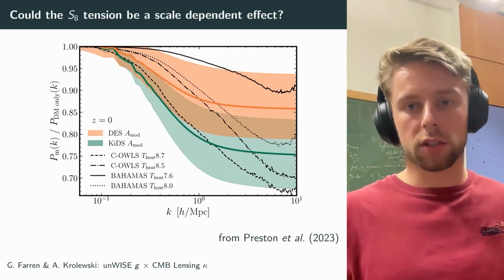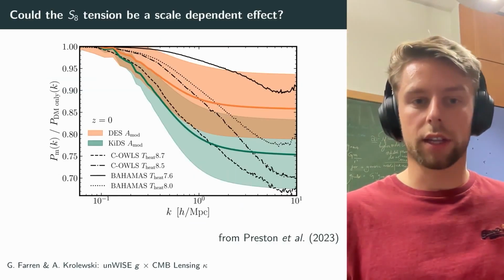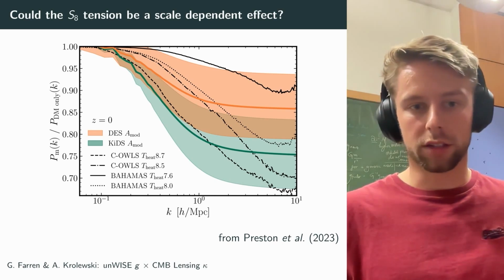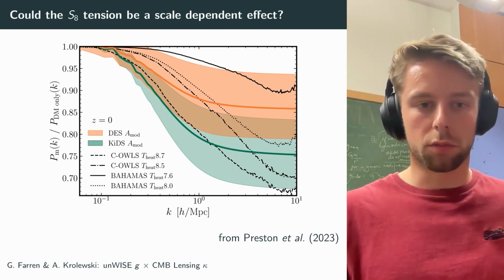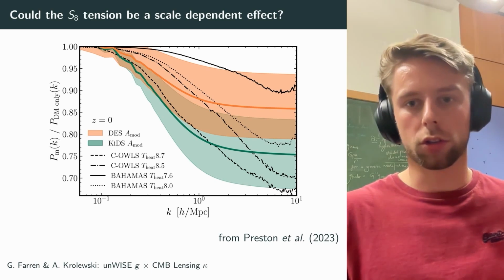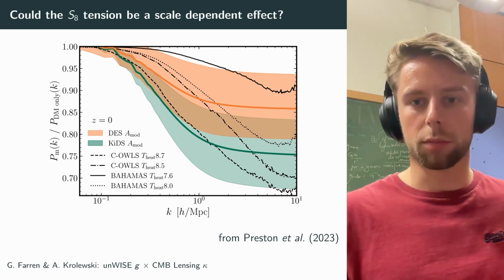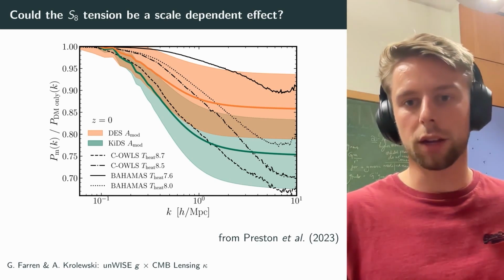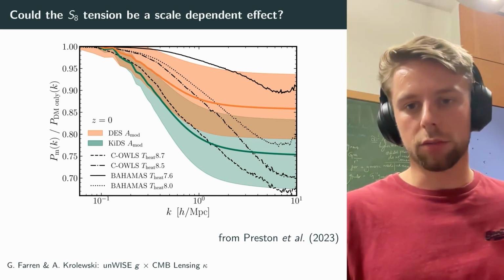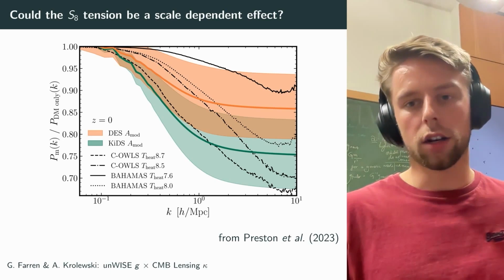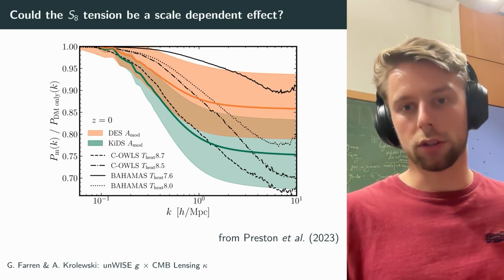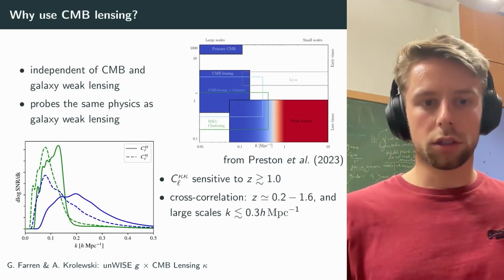What people have proposed is, could it be that the S8 tension is a scale-dependent effect? In particular, there was this proposal by Alex Amon, George Efstathiou, and Calvin Preston, who looked into whether there could be a suppression on nonlinear scales that explains why galaxy weak lensing surveys find lower S8 than is predicted from the primary CMB.